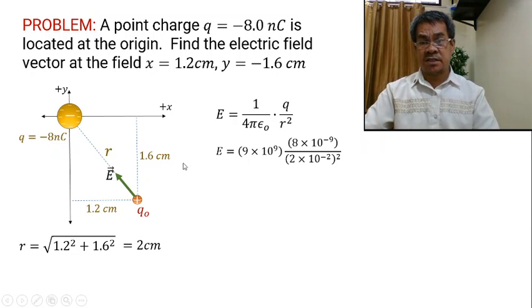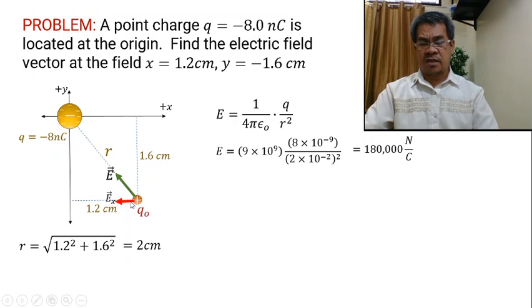Now this 2 is 2 centimeters, which should be converted into meters. In order to convert to meters, we multiply by 10 raised to negative 2, and this should be squared according to the formula. So use your calculator to do this, and it will provide 180,000 newton per coulomb. You have to double check this using your calculator. So therefore, we can say that the magnitude of E is 180,000 newton per coulomb. So we have already the magnitude of this field.